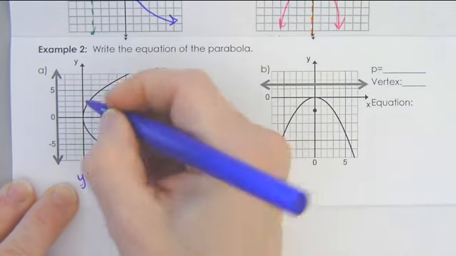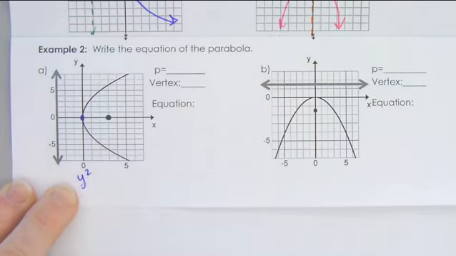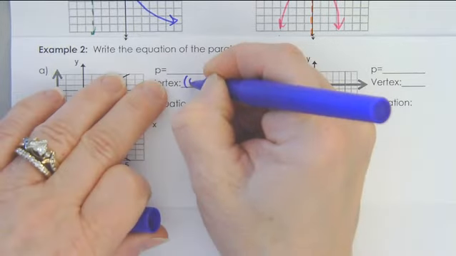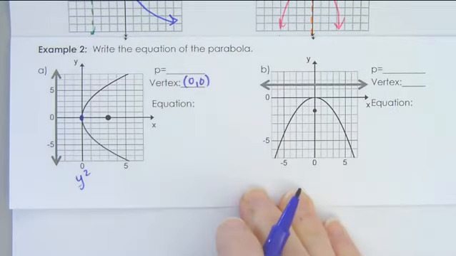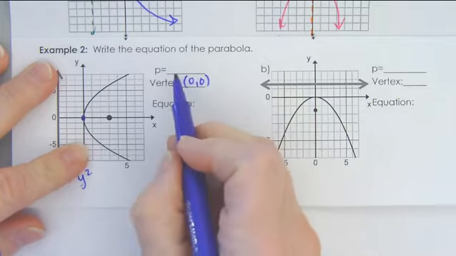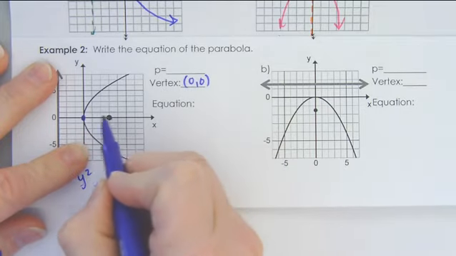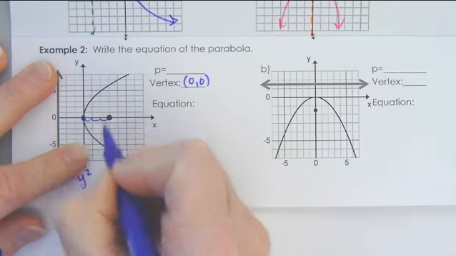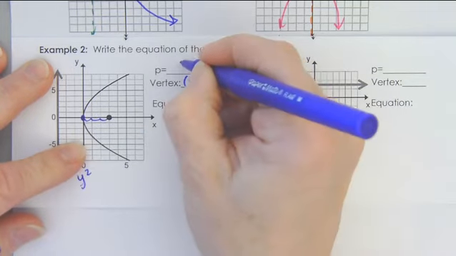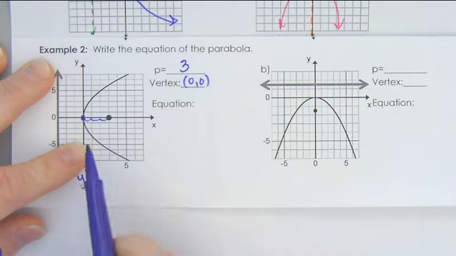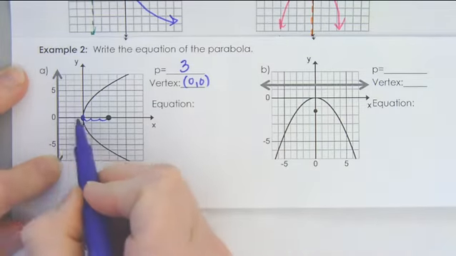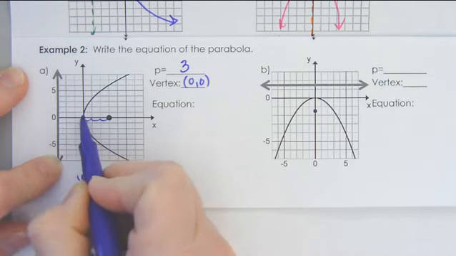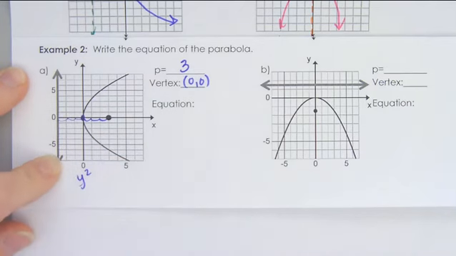We notice right away that the vertex is at the origin. The vertex is at 0, 0. P is the distance the focus is from the directrix. So then we just have to count. We've got 1, 2, 3. P is 3. And again, this is opening to the right, so P has to be positive. You can double check. The directrix is this kind of gray line here. 1, 2, 3. It's also 3 away from the vertex.